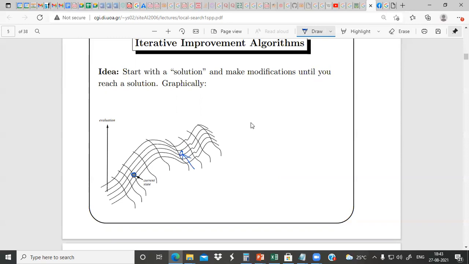Then the algorithm will identify a nearby solution and check whether it is better than the current one. If it is better, make it the current state, and continue and keep moving until you reach the goal state. So this is how the algorithm works.